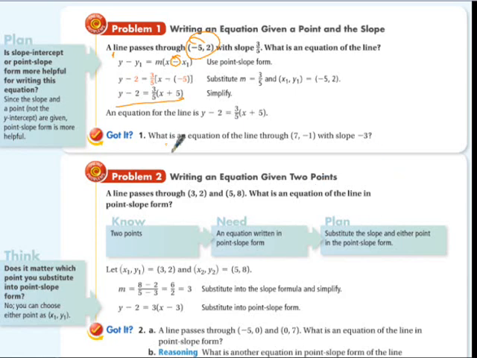So take a look at this one right here. What's the equation of the line through the point 7, -1 with a slope of -3? Real simple, okay? Y minus the y value, which is -1, so we can write y plus 1, is the slope times x minus the x value. And that's it. Okay? Do not overthink this stuff, guys. This is as easy as it looks.